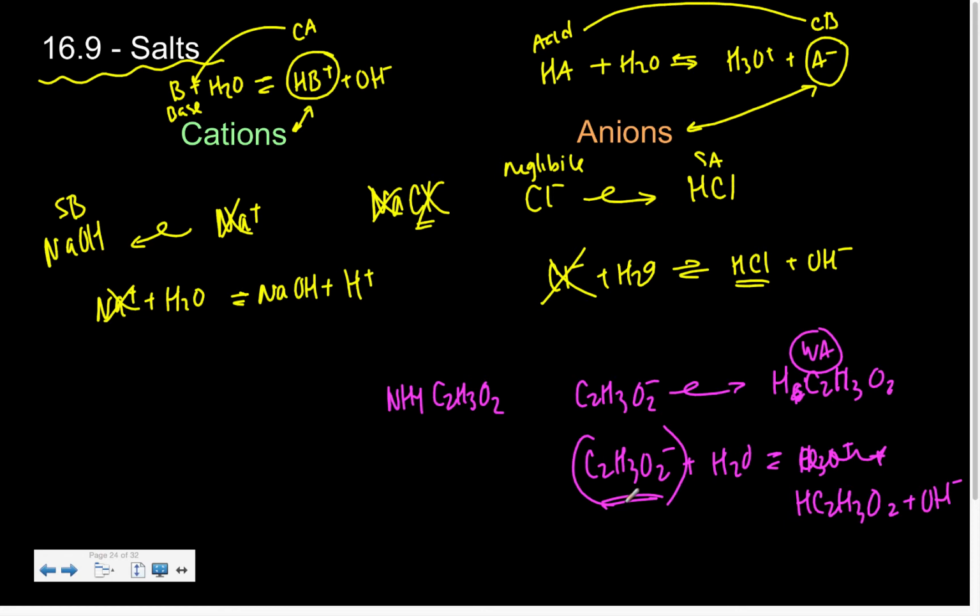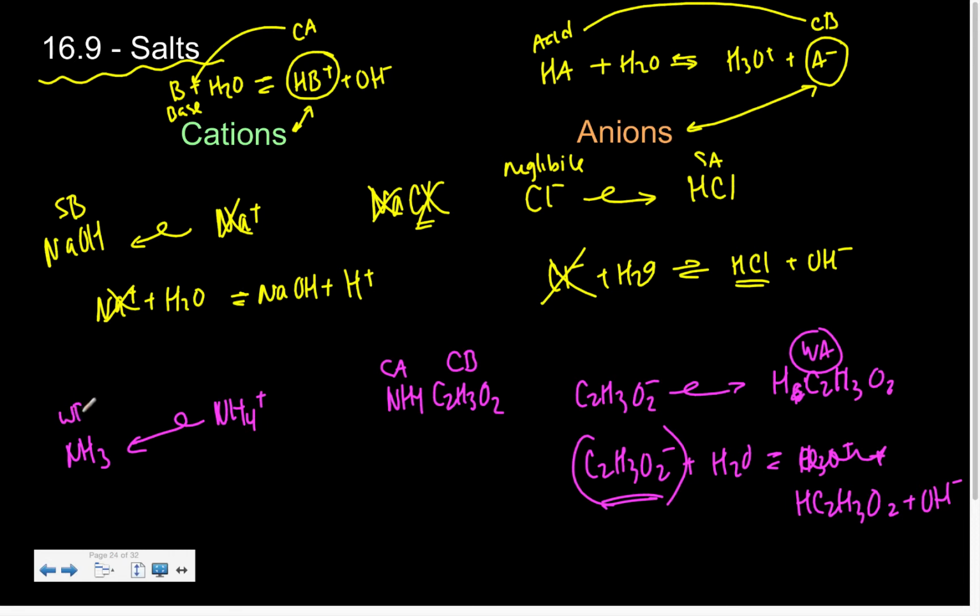Weak base. Here we have the ammonium ion. So ammonium comes from, again, these come from our acids. These are the conjugate bases of acids. This is the conjugate acid of a base. And again, going by definitions, conjugate acid means the protonated form. So this is the protonated form of this.